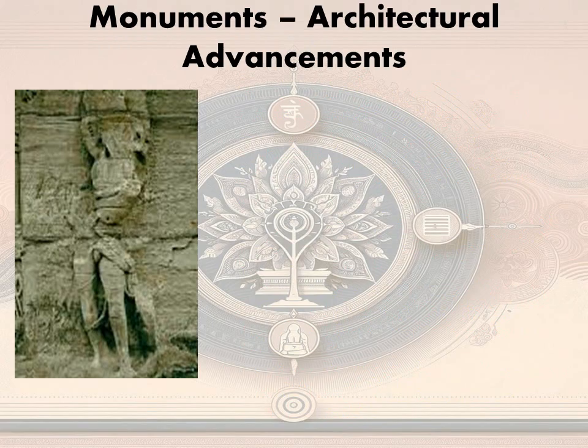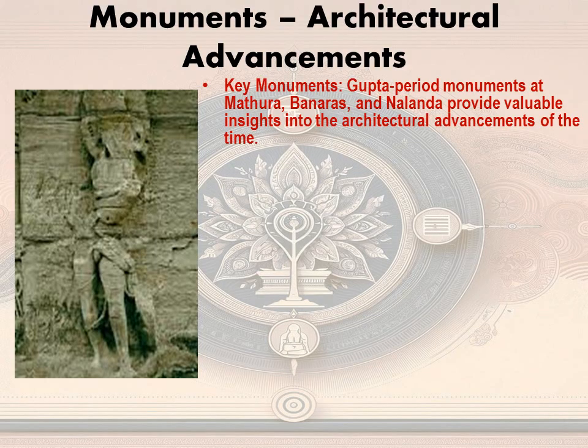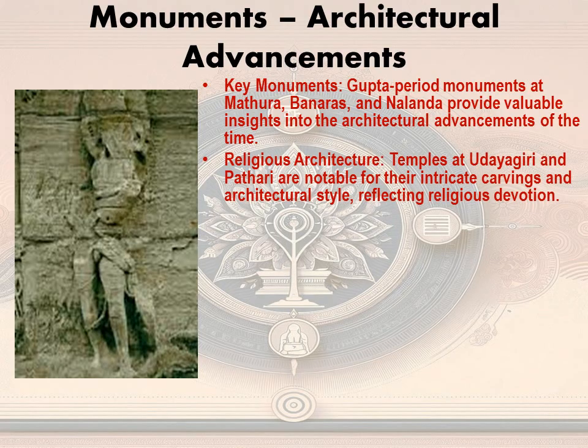Monuments and architectural advancements. So there were different monuments and architectural advancements seen during the Gupta period. Gupta period monuments at Mathura, Benares, and Nalanda provide valuable insights into architectural advancements of the time. So, the Gupta period had different monuments at major religious places like Mathura, Benares, and an educational place like Nalanda, and they provide a great deal of information regarding the cultural and architectural advancement during the Gupta period.